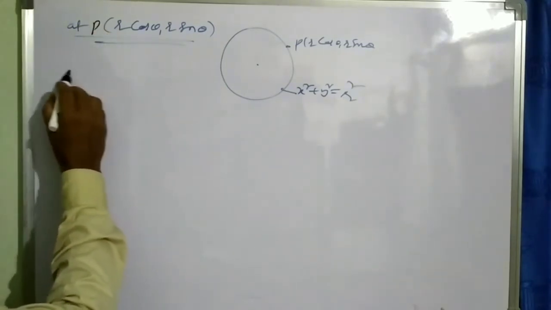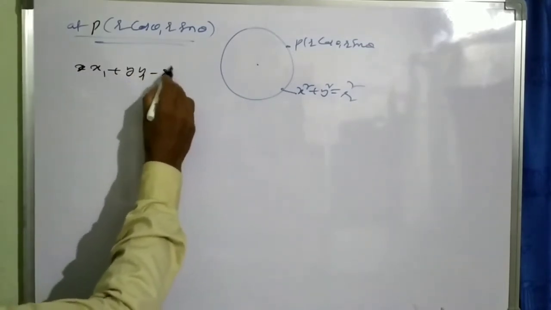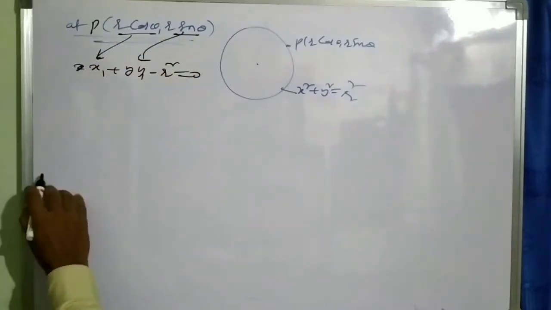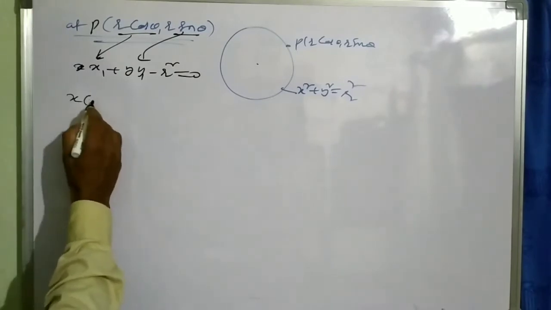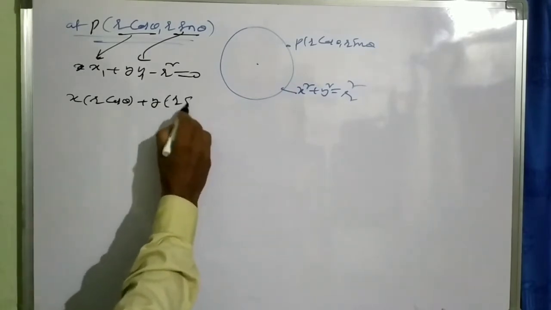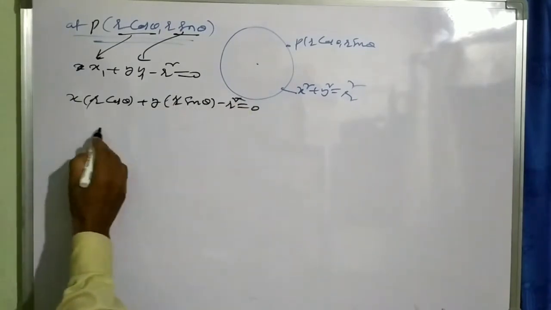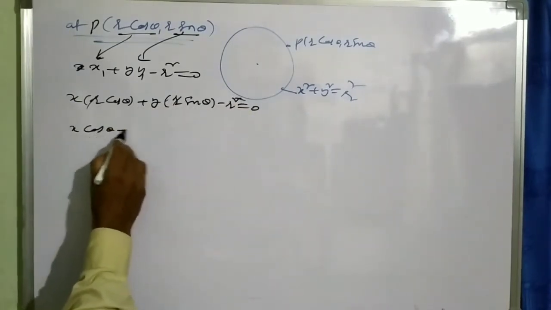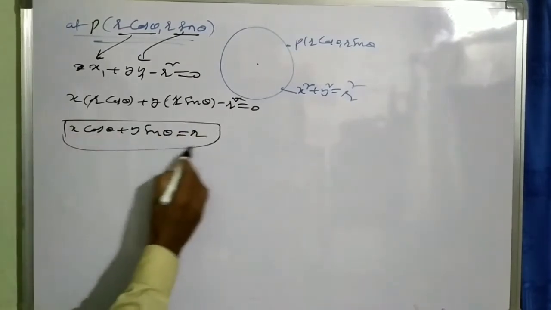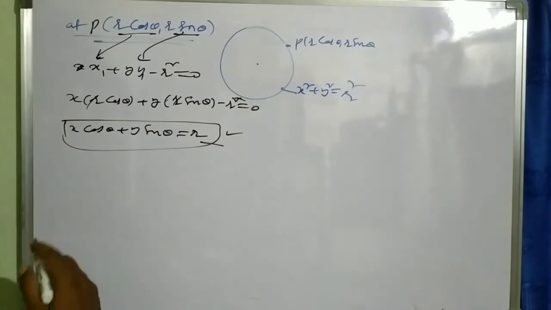Nothing, we just have to substitute. The equation of the tangent is x x1 plus y y1 minus r square is equal to 0. Just substitute x1 as r cos theta and y1 as r sin theta, you will get x r cos theta plus y r sin theta minus r square is equal to 0. R cancelled on both sides. What we get? x cos theta plus y sin theta is equal to r. It is the equation of the tangent in parametric form. This is the second form, the parametric form.